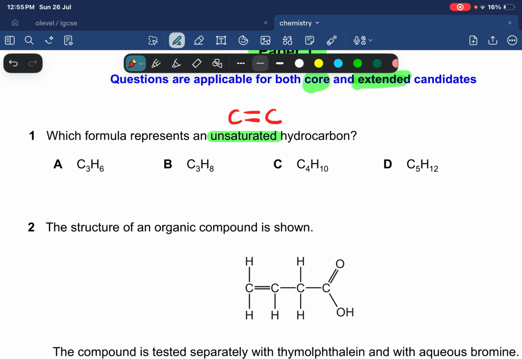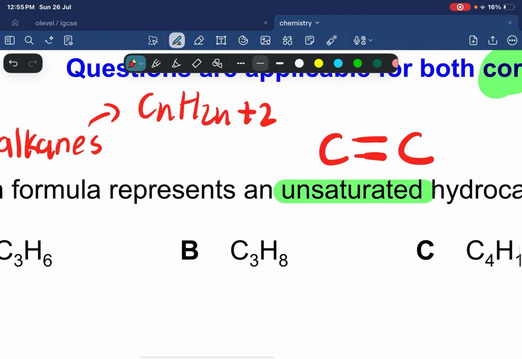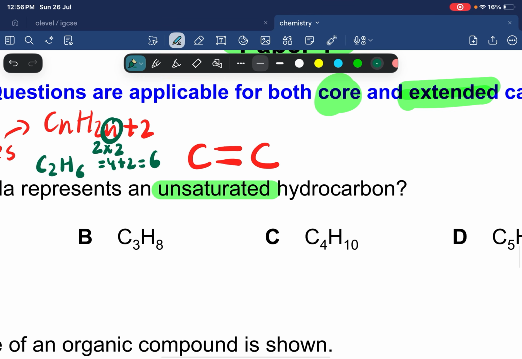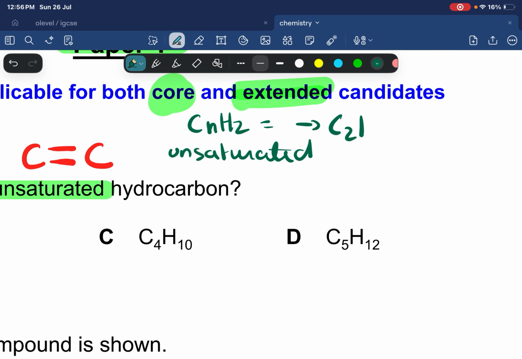Which formula represents unsaturated? Now I'd like to tell you one other thing: alkanes are saturated hydrocarbons, and the general formula of an alkane is CnH2n+2. If in place of n I put a 2, it's going to be C2H, 2 times 2 is 4, plus 2 equals 6, so it becomes C2H6. That's the formula for ethane, an alkane that has 2 carbon atoms. But the general formula for an unsaturated hydrocarbon is CnH2n. If I consider n to be 2 again, it's going to be C2H4. That's the general formula for an alkene, and this is your ethene.